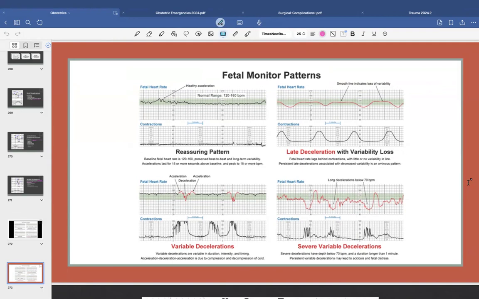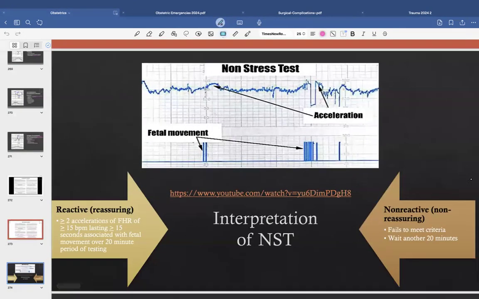This is the resource I gave you the last time. If you haven't looked at it, I still recommend you look at it. I think it's very helpful in understanding how to read a non-stress test. Again, we talked about reactive versus non-reactive. Reactive is defined as 2 or more accelerations of the fetal heart rate of more than or equal to 15 beats per minute, lasting more than or equal to 15 seconds over a 20-minute period of testing. We're going to talk about this in detail. The non-reactive don't meet that criteria. And if they don't, you need to wait and then test them again.